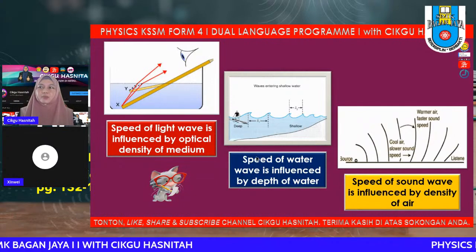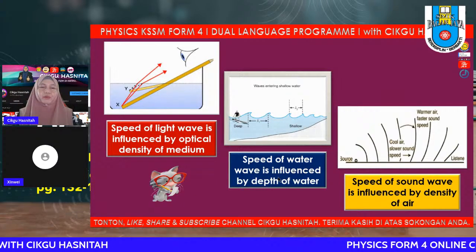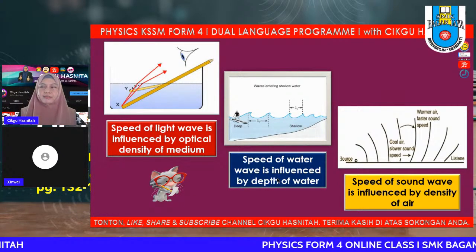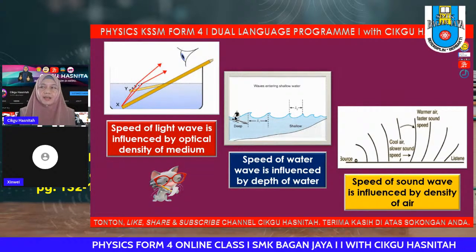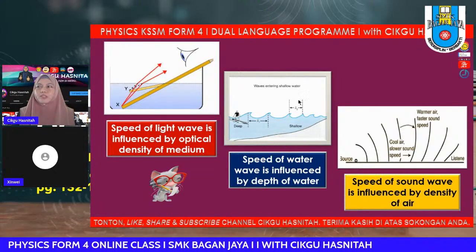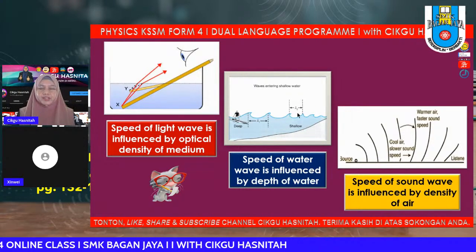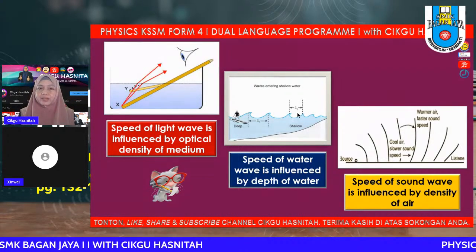Okay, so second, the speed of a water wave is influenced by the depth of water. Water waves travel at the highest speed in the deep region, and at a lower speed in the shallow region. Later we will talk more about the details of that.